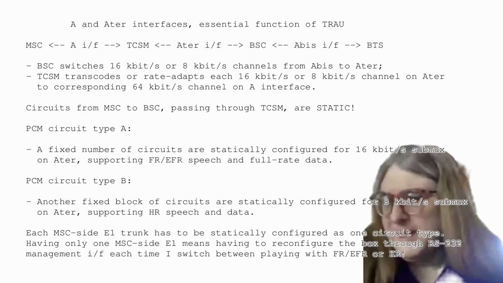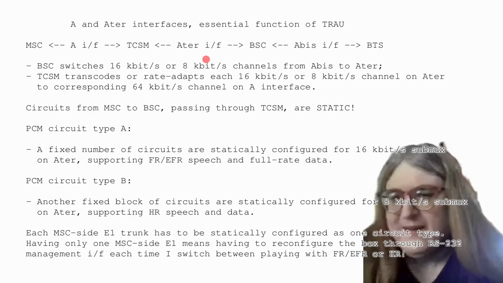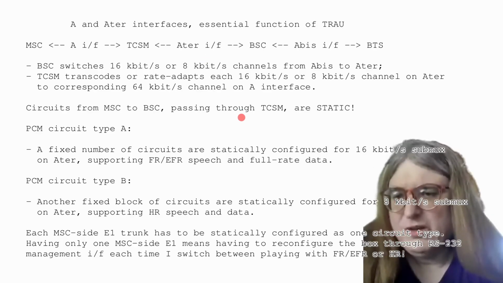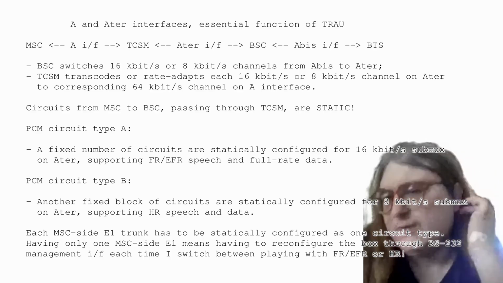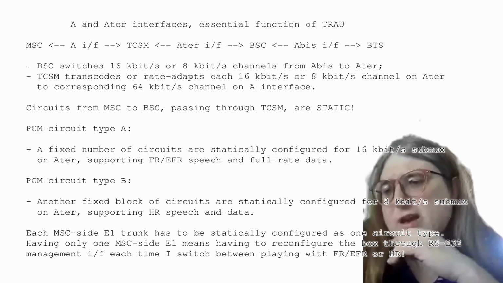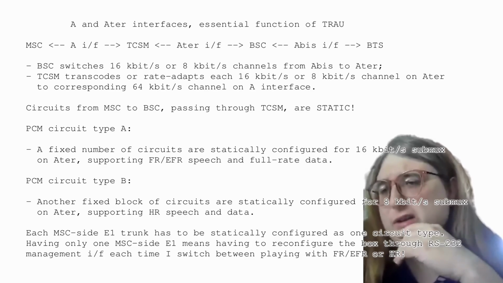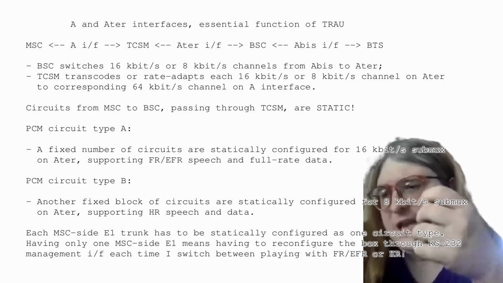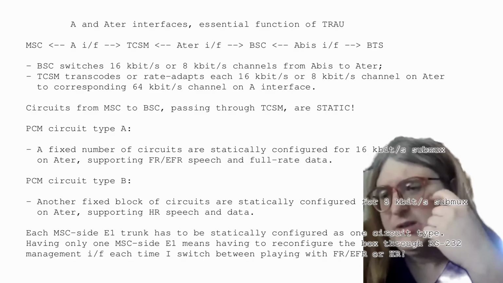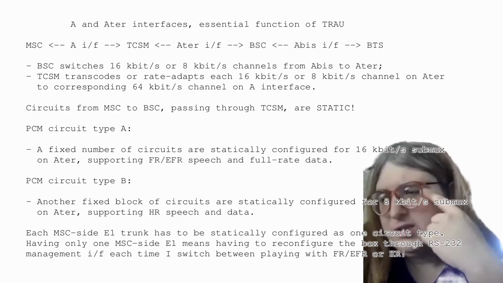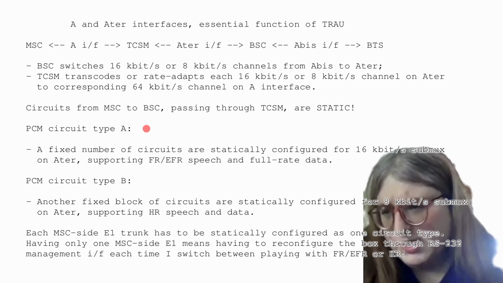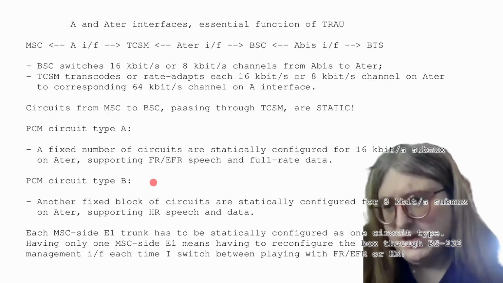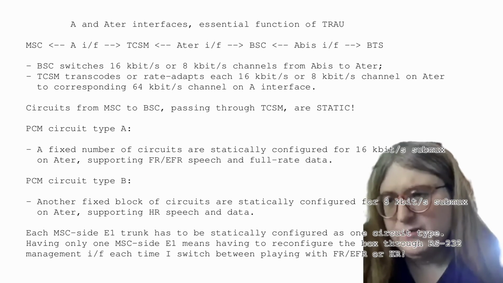But which of the two is it? Is it 16K or is it 8K? And that's where the static part comes in. So when the network is deployed as part of network deployment and engineering, you have to statically allocate how many of your circuits that are going to pass in through TCSM, going between the MSC and the BSC, how many of them are going to be 16K channels on 8TER, and how many of them are going to be 8K channels on 8TER. So these are the PCM circuit types A and B that are configured to the management interface.